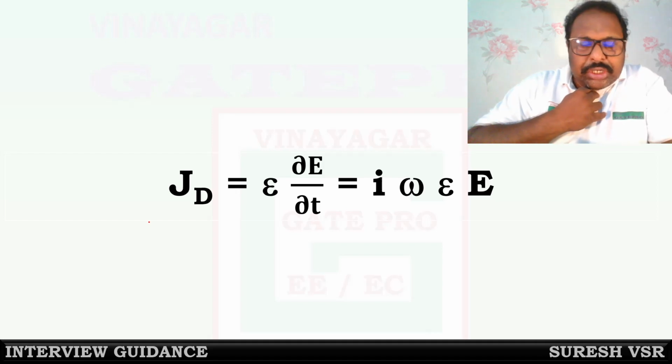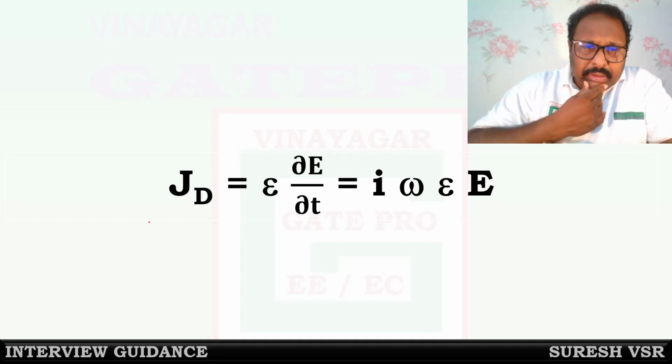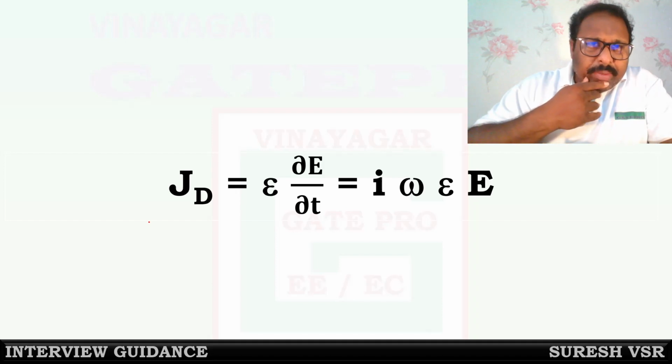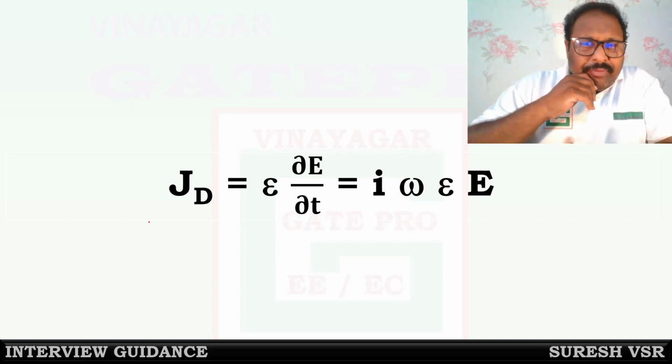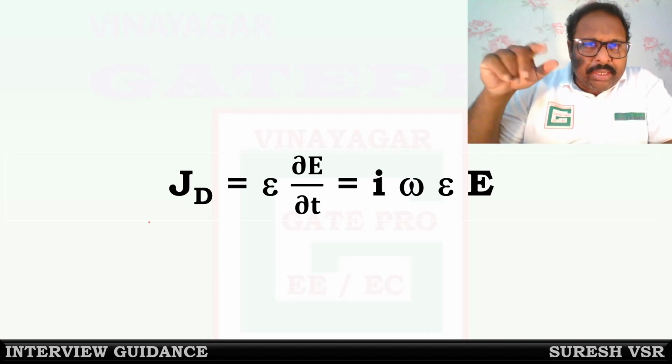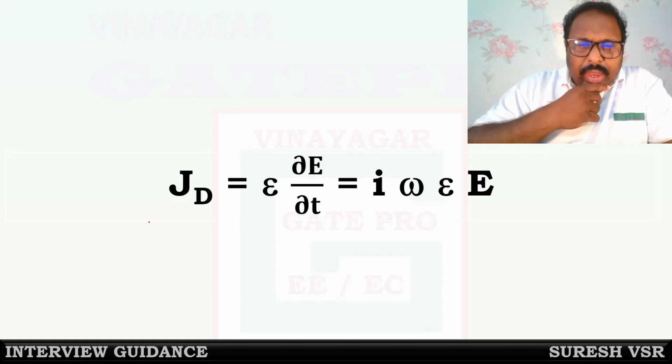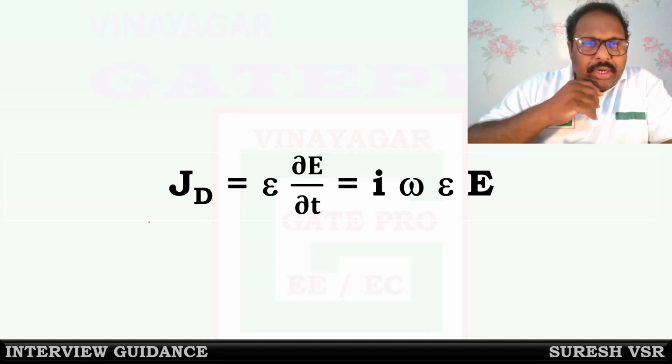dQ by dt is conduction current. Now given this dou E by dou t, it's very evident that dou E by dou t means rate of change with time. What is rate of change with time? Frequency. So it comes to be J or I is root minus 1, so j into omega, assuming a harmonic electric field, omega into epsilon into E.